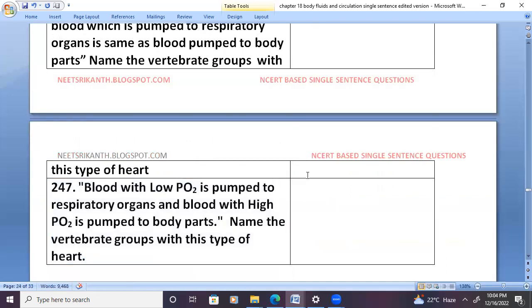Blood with low PO2 is pumped to the respiratory organ, and blood with high PO2 is pumped to body parts. Name the vertebrate group. We can say double circulation: crocodiles, aves, and mammalia.